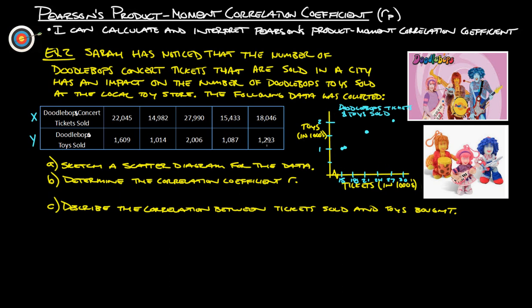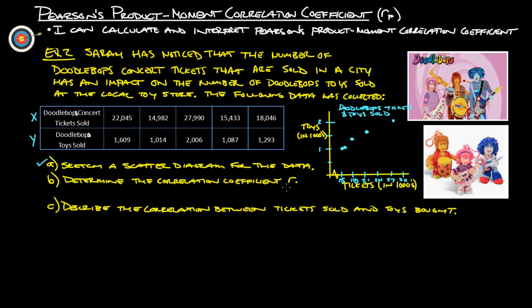And let's see, 18 and about 1,300. So here's 18 and that's about 1,300. So about right there. That would be our 1, 2, 3, 4, 5 pieces of data that they gave us. Determine the correlation, sketch a scatter plot diagram for the data. Done. Determine the correlation coefficient R.